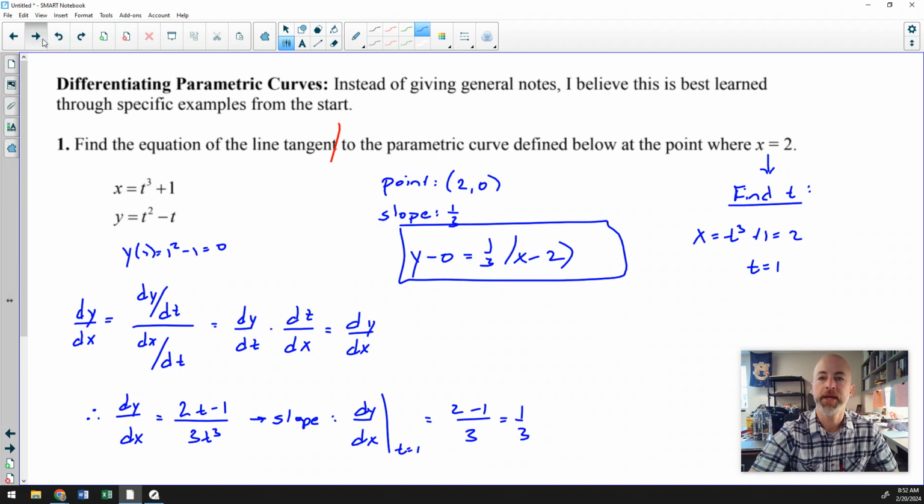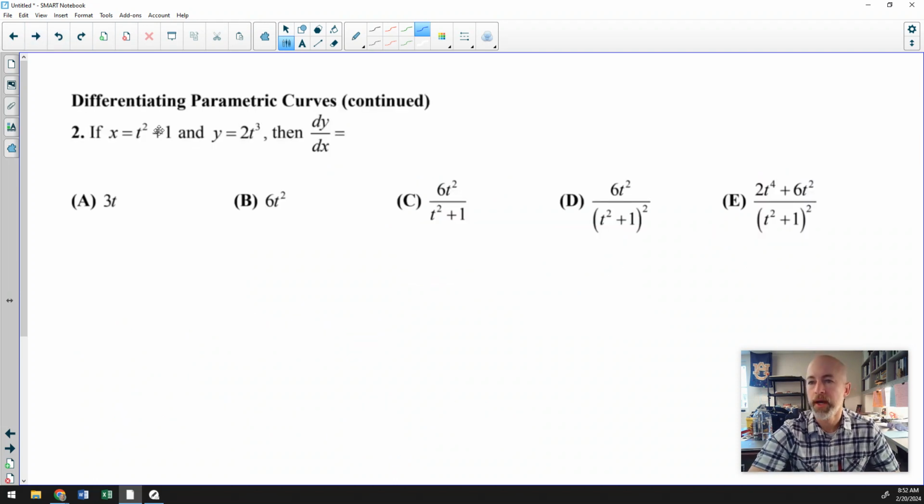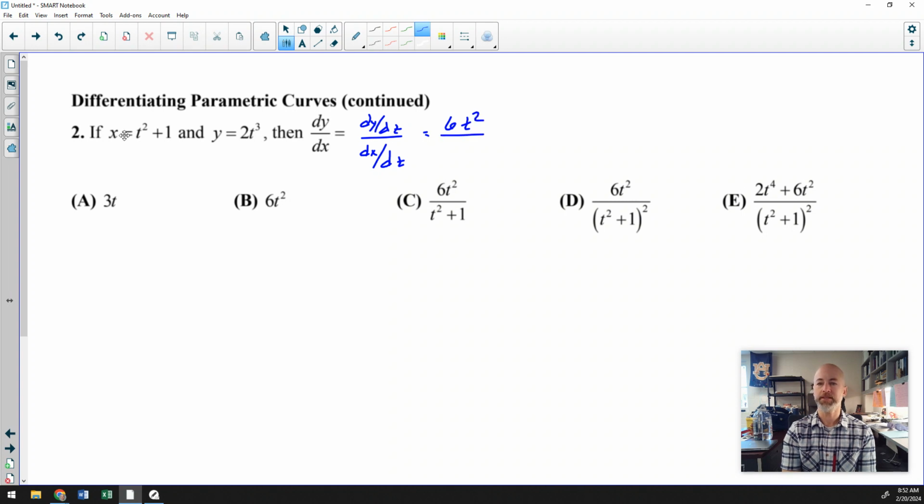Let's go on and look at number 2. If x is this and y is that, what is dy/dx? And again, dy/dx is simply your y prime divided by your x prime. So dy/dx would be dy/dt divided by dx/dt. The dt's will divide out, leaving you with dy/dx. dy/dt is 6t squared. dx/dt is 2t. And then that will reduce to 3t, and that's it.